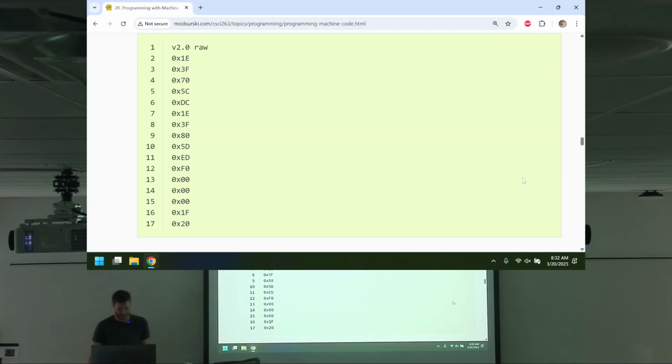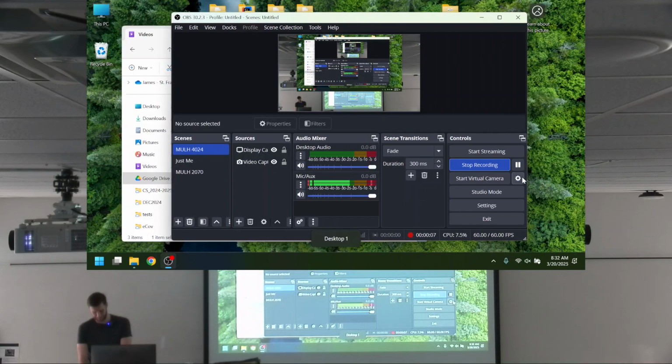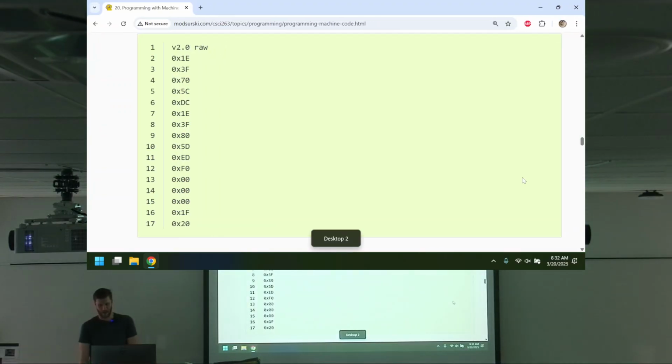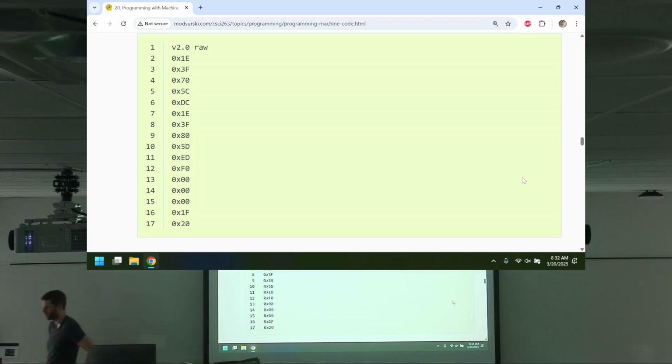So this is about where we left off, right? We were having a look at the program for adding 31 and 32 and then doing 31 minus 32, right? That's what we were doing. And this is a program.